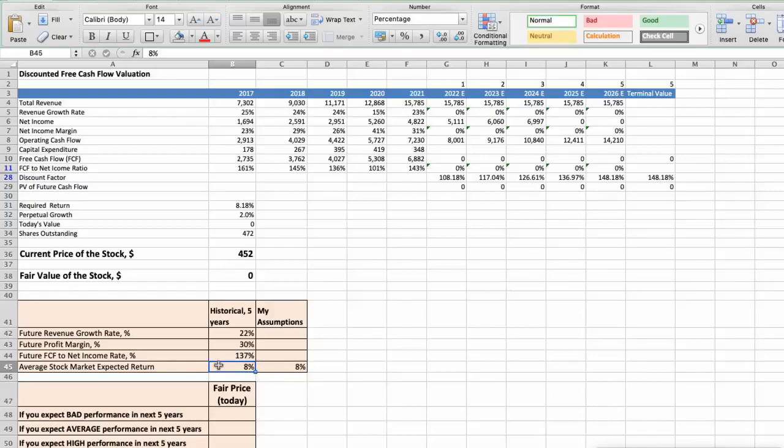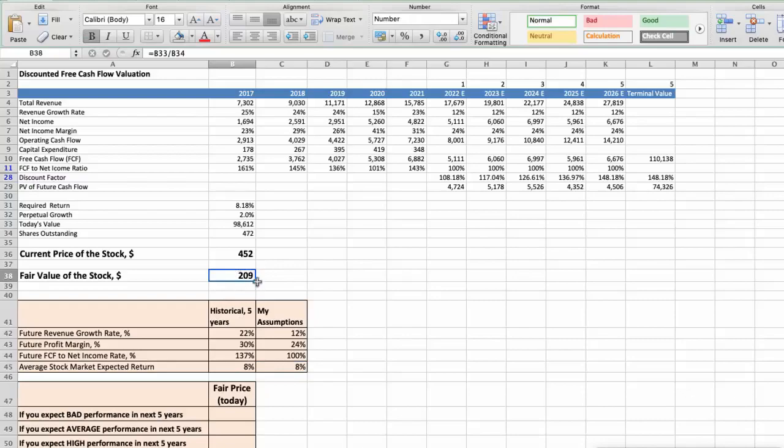Now, let's consider 3 different scenarios for Adobe Company: bad, average, and good. First scenario. Adobe will have bad performance in next 5 years, and we will use the following parameters in our calculation. Future revenue growth rate would be low, 12%. Future profit margin would be low, 24%. Future free cash flow to net income rate would be low, 100%. In this case, the fair value of the stock today would be $209.